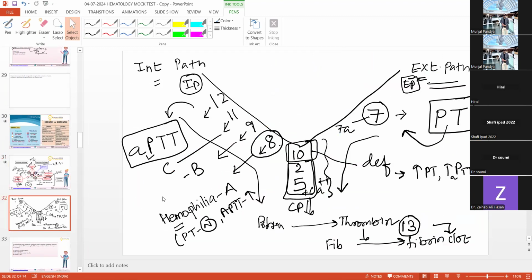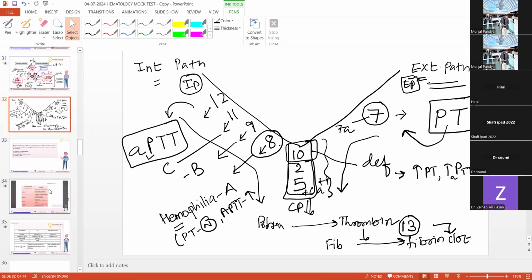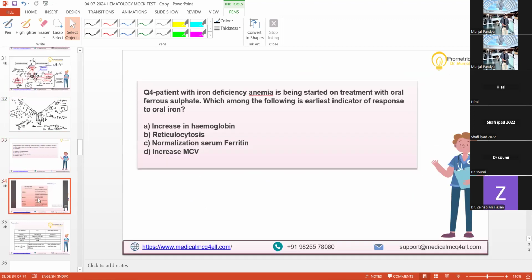Believe me, this was one of the most horrible pictures when I was in MBBS. This was a very scary picture for me because we didn't have the concept of how it works. But now, practicing, we get to know the real story. So now it looks very easy for us.